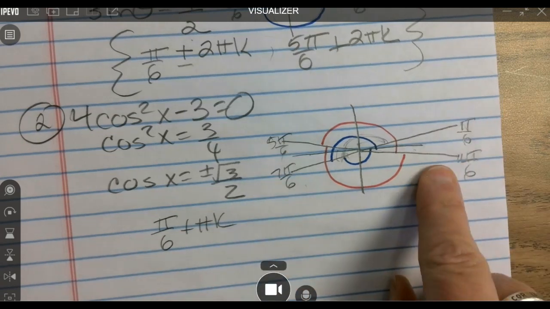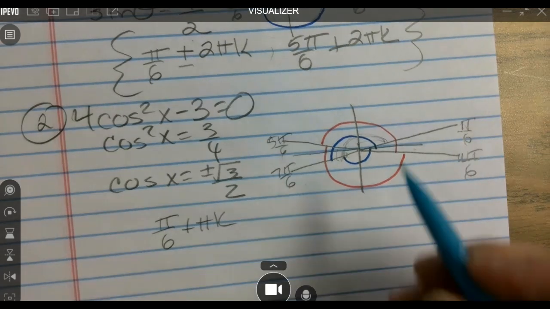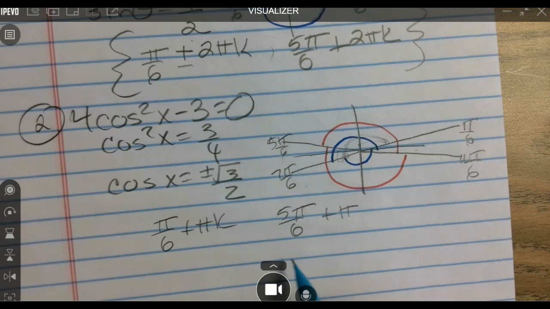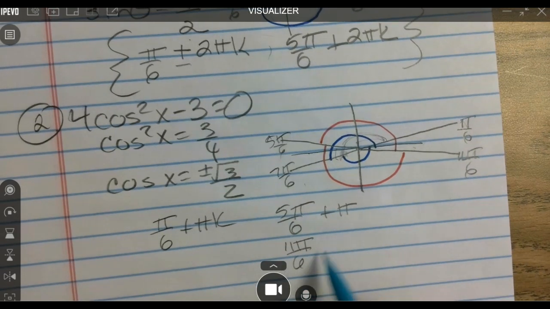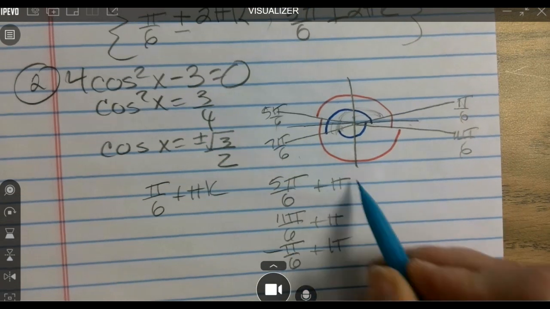I could call it negative pi over 6. What a good multiple choice question. I could call it 5 pi over 6 plus pi k. I could call it 11 pi over 6 plus pi k. I could call it negative pi over 6 plus pi. Oops, forgot my k.